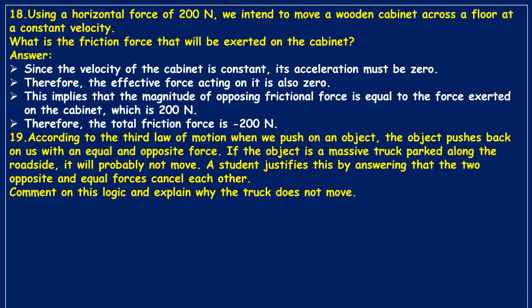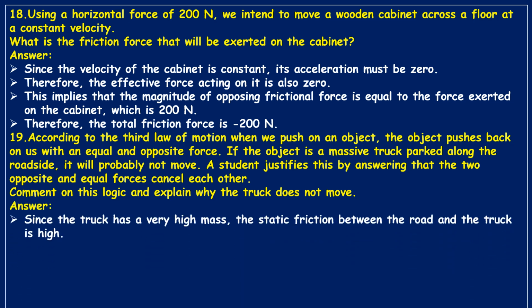It is not moving at all. It is on the roadside in its rest position. Now, comment on this logic and explain why the truck doesn't move. Generally, we think the engine is not on, nobody is driving, that's why it's not moving. We may think that, but there is physics and logic behind that, which we'll see.